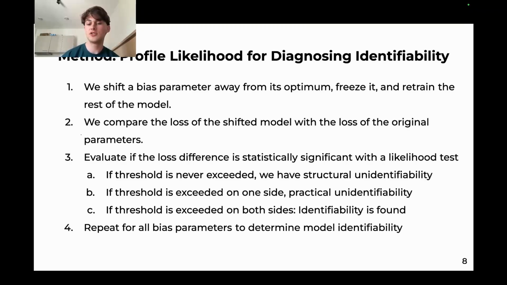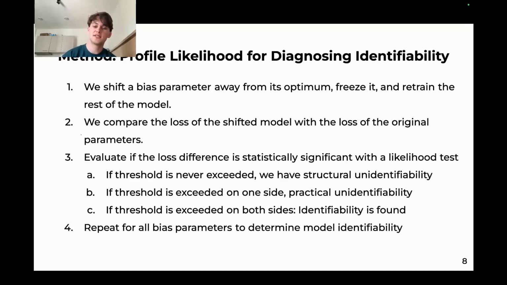And if the threshold is never exceeded, we have structural unidentifiability. What this means is that our parameters do not constrain our model enough whatsoever, and we need to change the way in which we gather data to be identified.